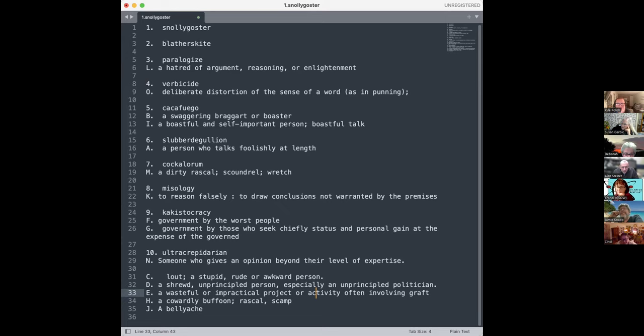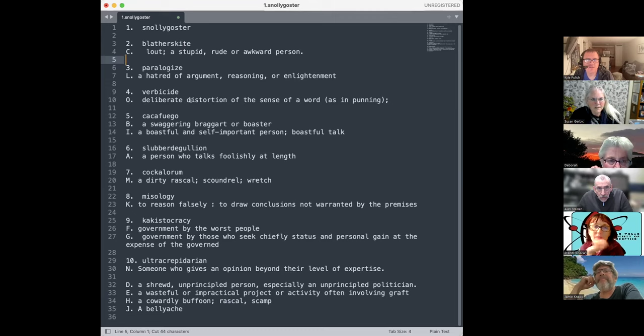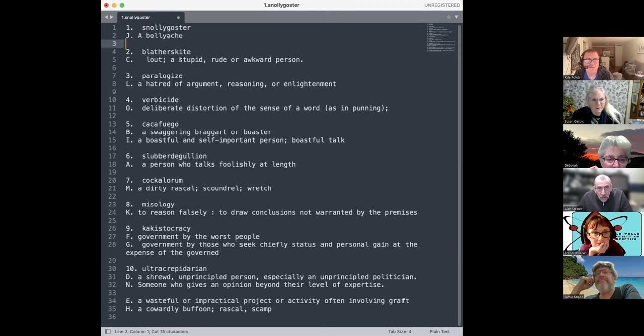I think E is either one or two. Karl, so that leaves Ben Blatherskite. And Rob. Blatherskite's going to be somebody who talks a bunch of nonsense, I think. Well, that could be N. Yeah. A. Wait, what's the other stuff? Yeah. Blatherskite. Foolishly. I would say Blatherskite, because when people blather on, they just blather on. Doesn't that sound right? Yeah. What about C? Mm-hmm. Yeah, I like that for two. Snollygoster. Could that be a bellyache? It could sound like a thing. Yeah, could be.